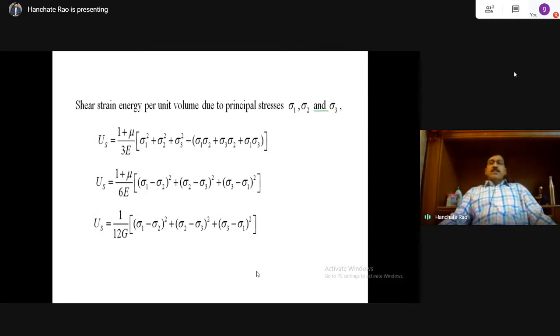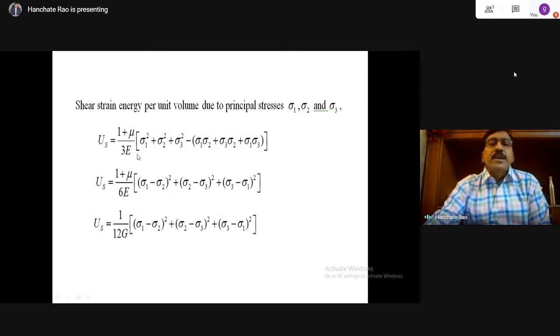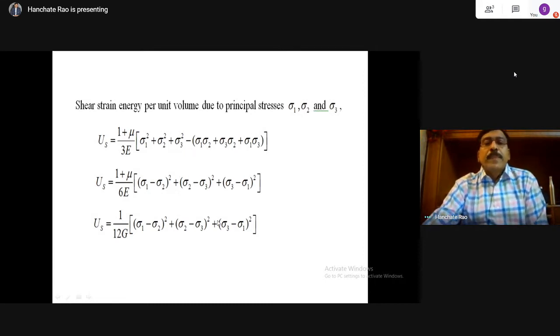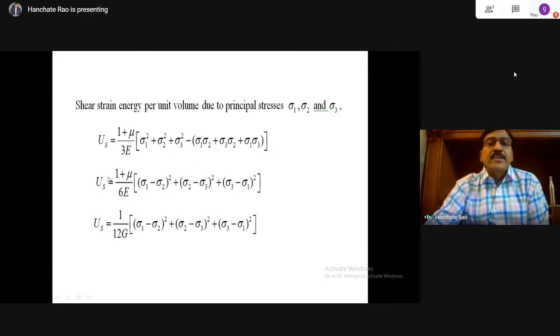So the shear strain energy per unit volume is equal to (1 plus mu) by 3E into sigma 1 square plus sigma 2 square plus sigma 3 square minus sigma 1 sigma 2 minus sigma 2 sigma 3 minus sigma 3 sigma 1. This formula can also be written like this: shear strain energy is equal to (1 plus mu) by 6E into (sigma 1 minus sigma 2) whole square plus (sigma 2 minus sigma 3) whole square plus (sigma 3 minus sigma 1) whole square.